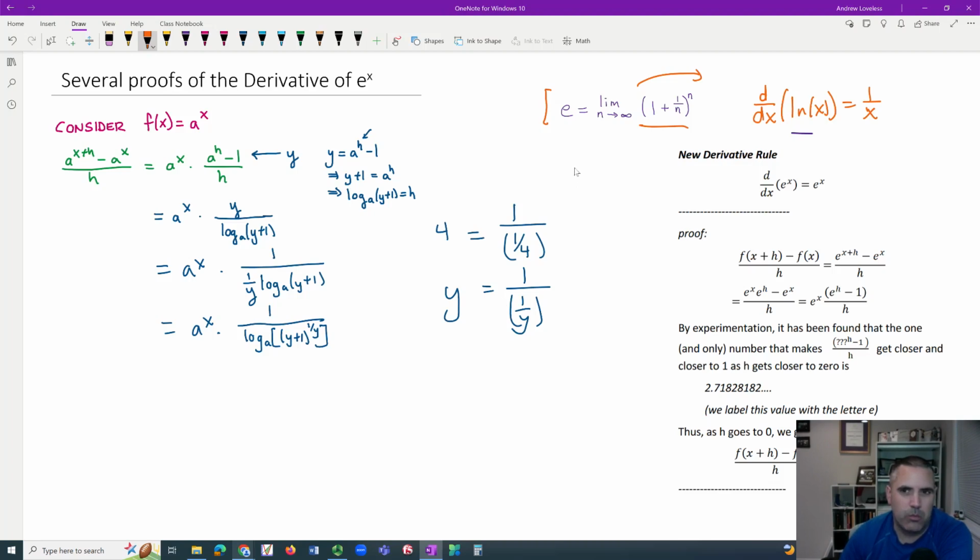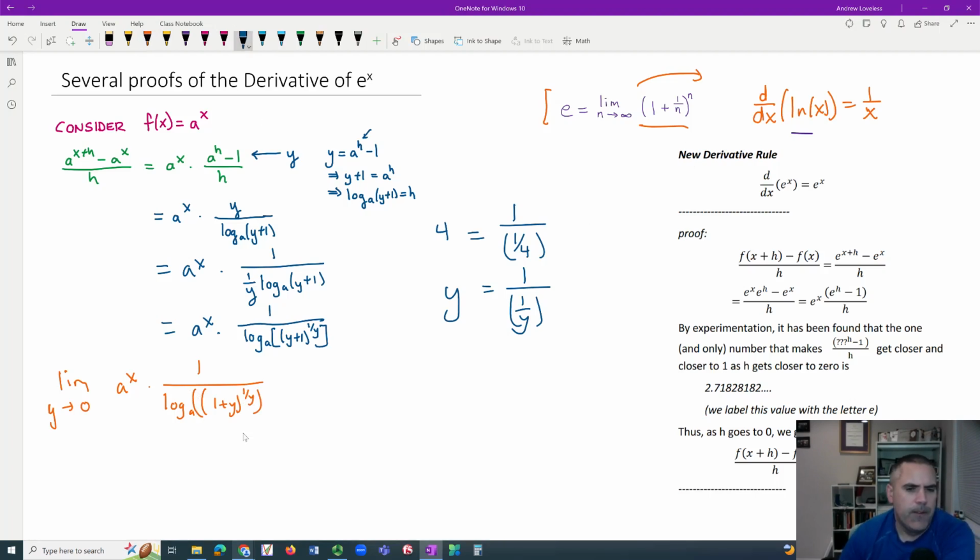So if you replace 1 over y with n, or y with 1 over n, then you get the same thing. So now let's do it. We want the limit as h goes to 0, so that means y goes to 0, of this thing, a to the x times 1 over log base a of this thing, 1 plus y to the 1 over y. And that's finally where this pops up.